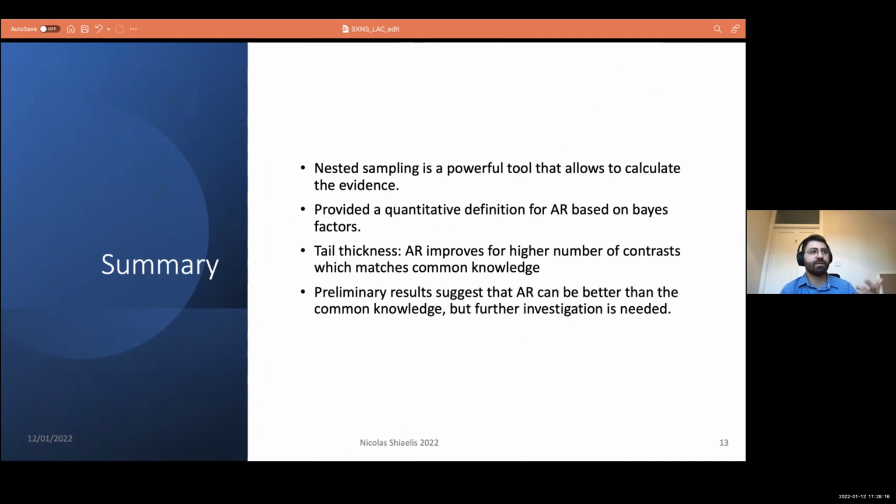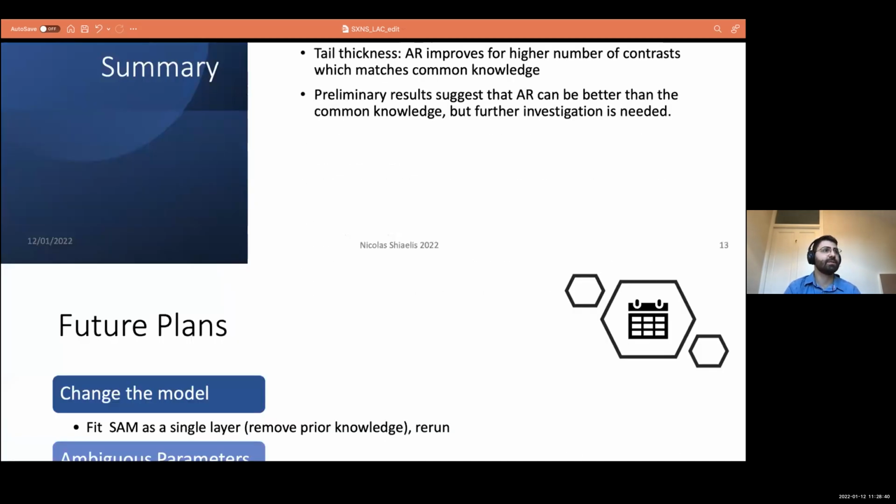We achieve the high resolution that the 10 angstroms claimed in the literature, which gives us confidence that those values in the literature that claim better resolution than 10 angstroms probably are valid. And we have some preliminary results that also suggest that we can achieve higher analytical resolutions that are better than the common knowledge, but further investigation is needed.